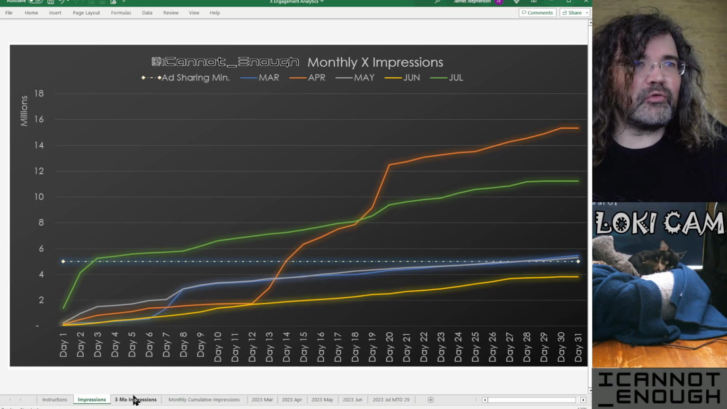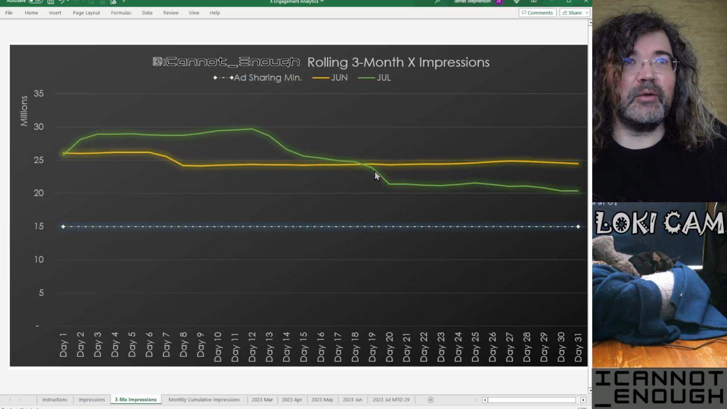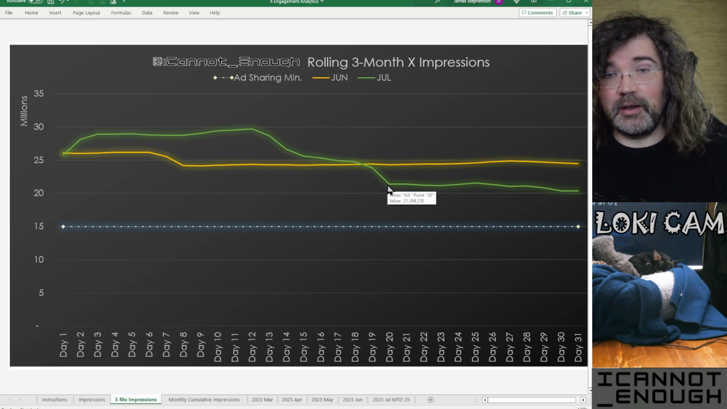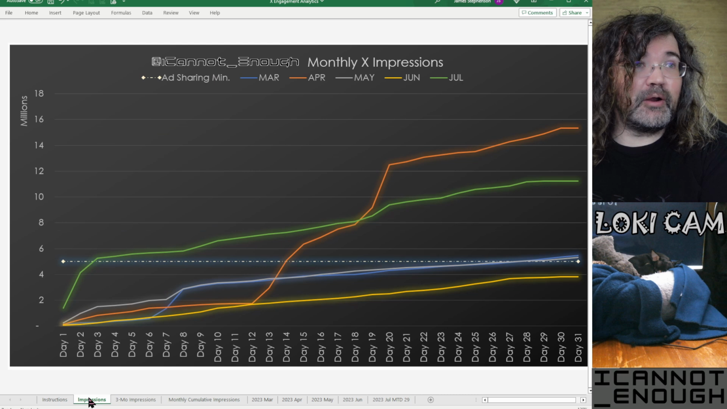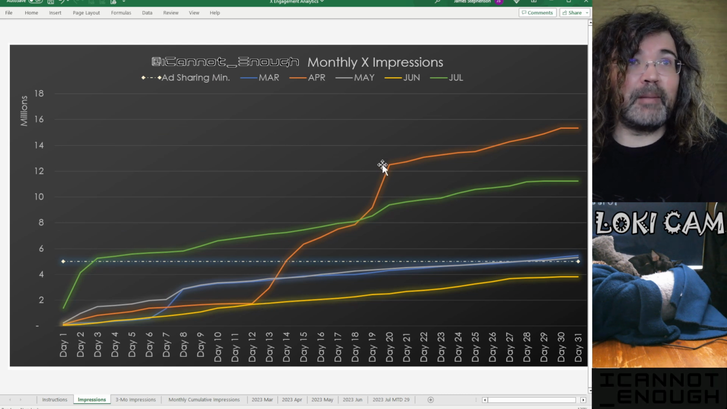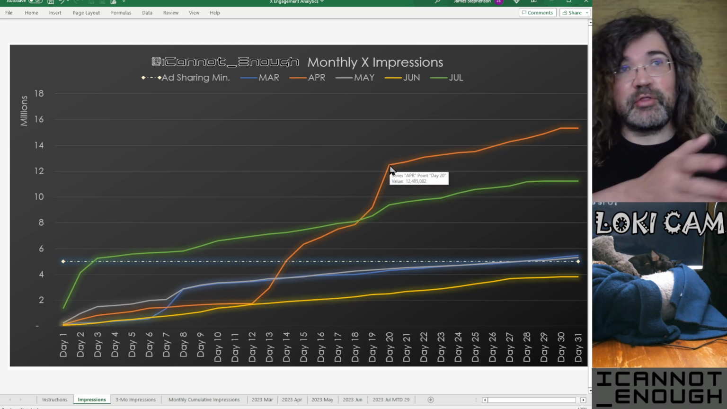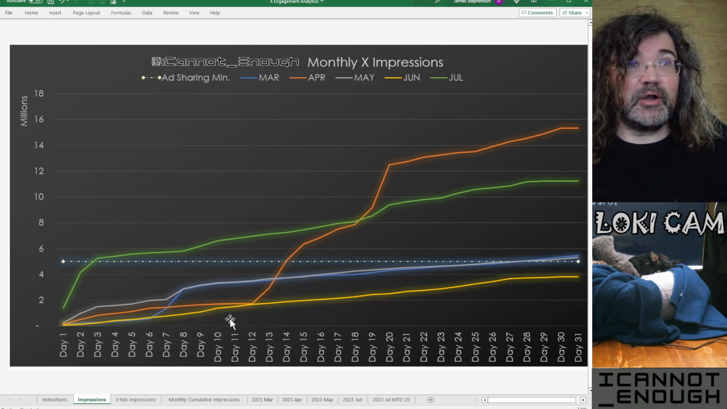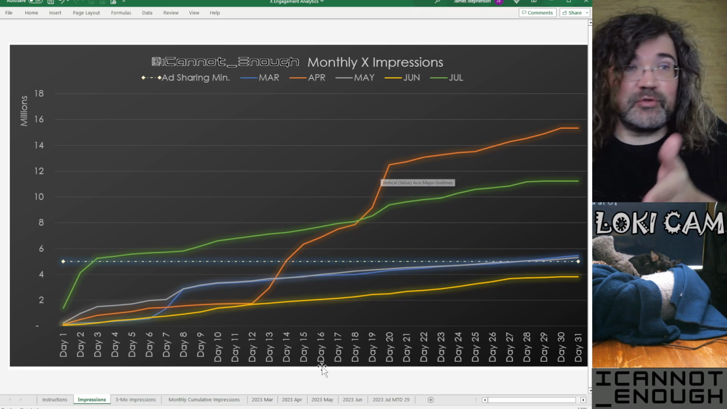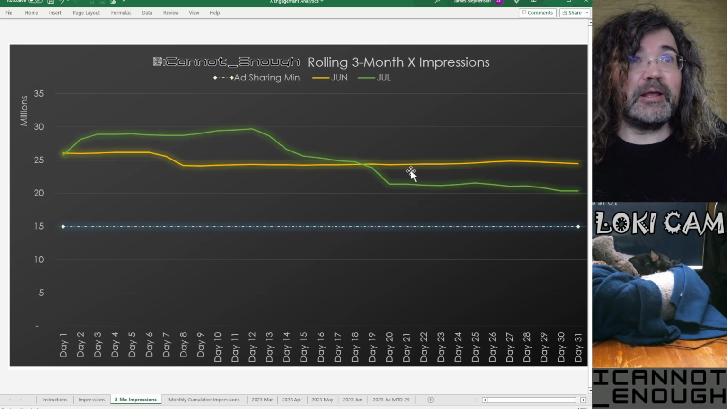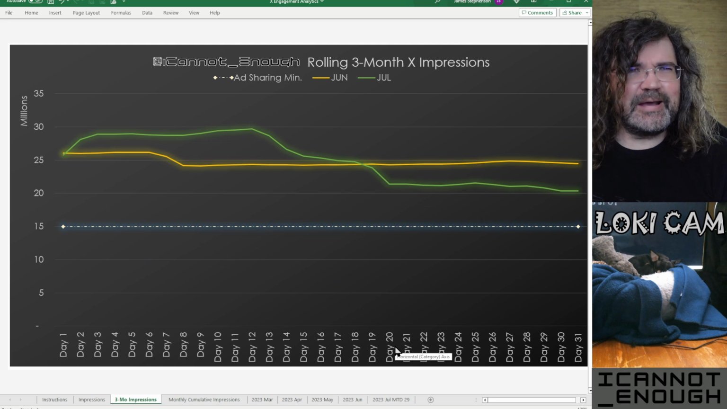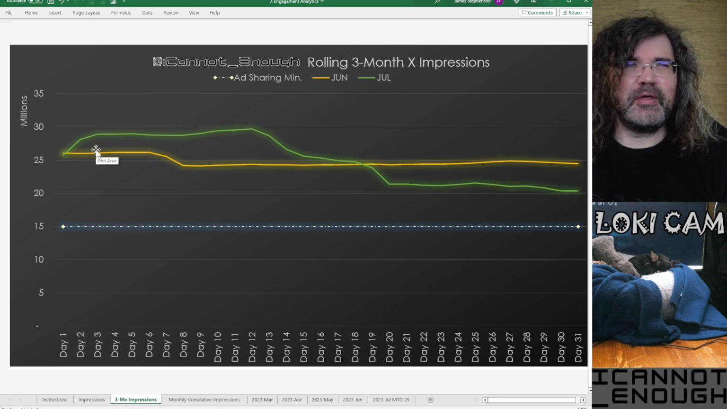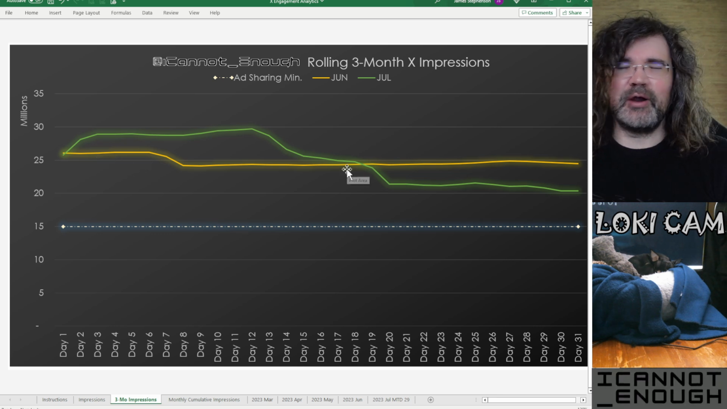But that's why you saw the decline here. It wasn't because of anything that happened in July. It's because I was wrapping on that April time period when impressions went up by a lot so fast. As the 3 rolling month average keeps moving, eventually you're going to lose these out of your average. So that's what you see happening here in July. And so the takeaway from this is that, yes, I qualify for ad sharing.